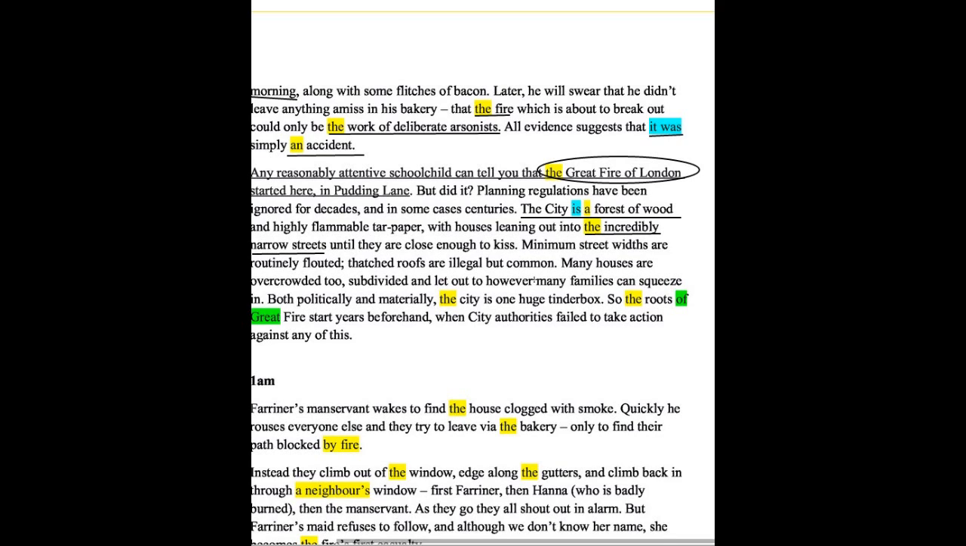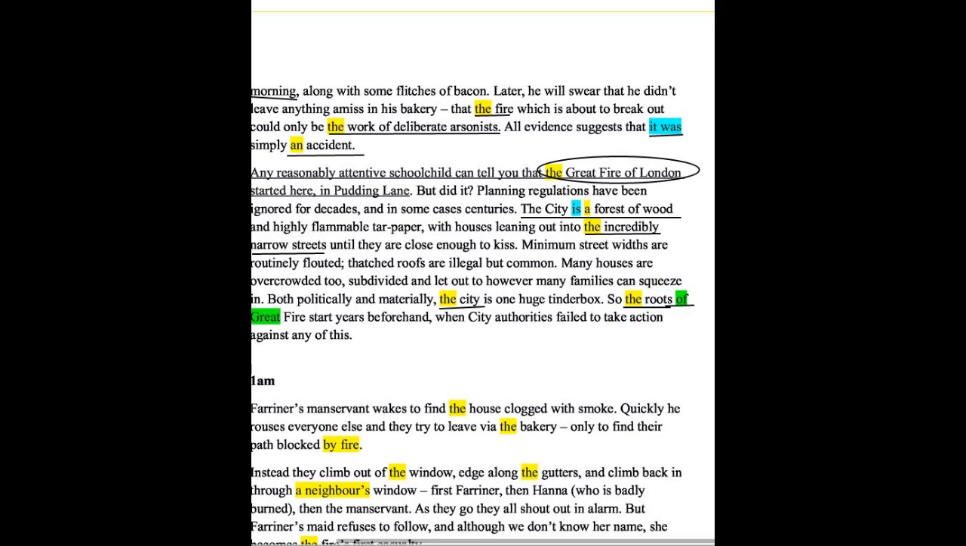Okay, let's come down here. Many houses are overcrowded too, subdivided and let out to however many families can squeeze in, both politically and materially. The city is one huge tinderbox. London. So, the roots. Which roots? The roots of the Great Fire.